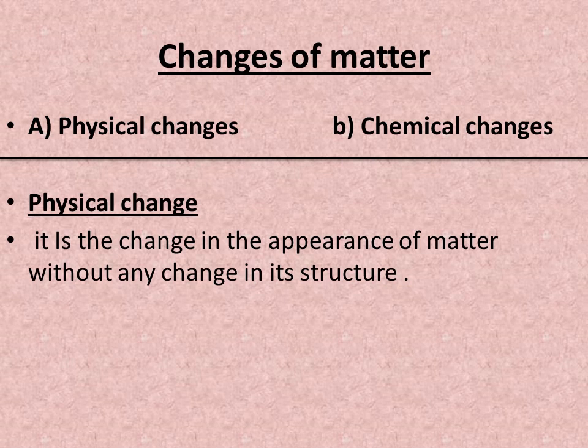Number one, physical change. It's the change in the appearance of matter without any change in its structure. It means that the shape of the matter changes or the state of the matter changes, and the matter stays as it is. So physical change is the change in the appearance of matter without any change in its structure.